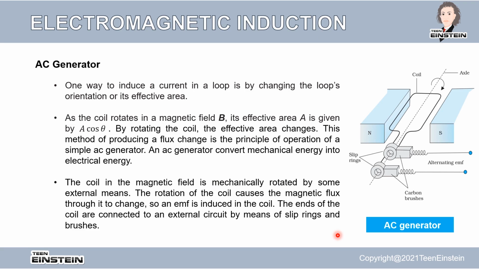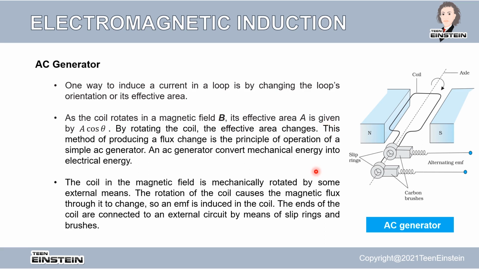So by changing the loop's orientation, we are actually changing the effective area, because we know that flux is BA cos theta. So if you change theta also, it is changing the flux. So that's what we mean by changing the loop's orientation. As the coil rotates in a magnetic field B, its effective area is given by A cos theta. By rotating the coil, the effective area changes.